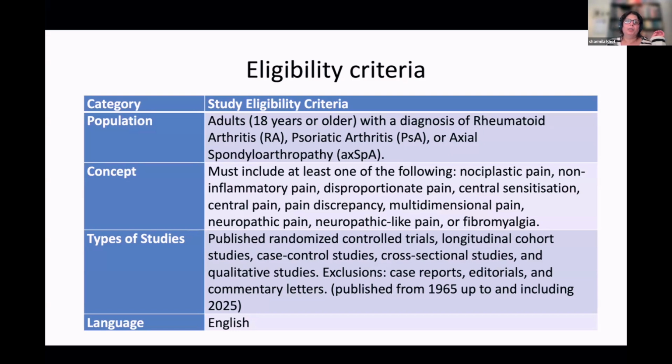And the publications we are going to look at will contain one of the following terms. And this is one of the issues around pain, is the fact that there are different terms that have been used to express the same symptomatology or symptom complex. So there's nociplastic, non-inflammatory, disproportionate, pain of central sensitization, central pain, discrepancies, multidimensional pain, neuropathic-like pain, or fibromyalgia. And we are hoping to include all of these terms.